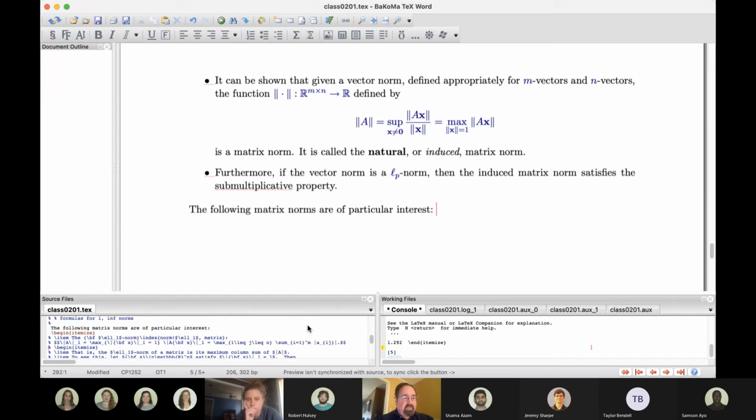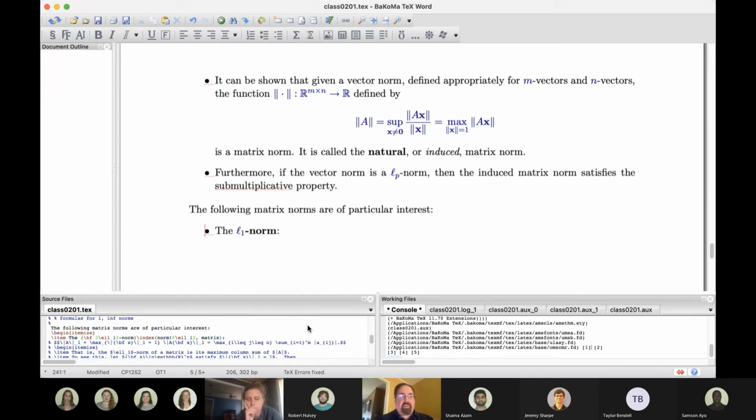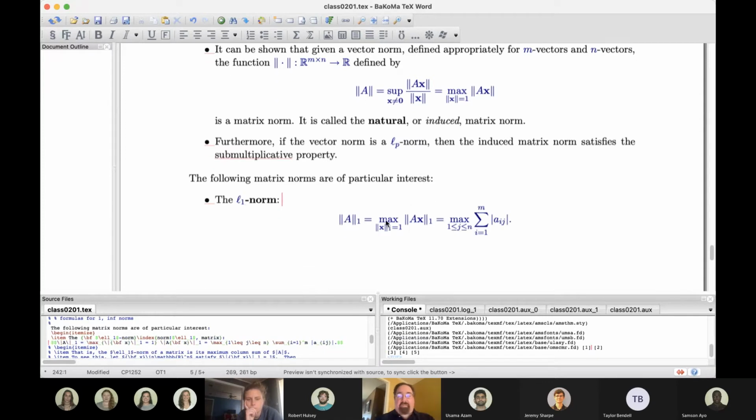So taking the P norms mentioned earlier, we can define matrix norms. So the one norm, or L1 norm of a matrix. Now it's defined from here, but then this formula comes from actually trying to evaluate this. It's the maximum row sum. So sorry, that's absolutely wrong. It's the maximum column sum.